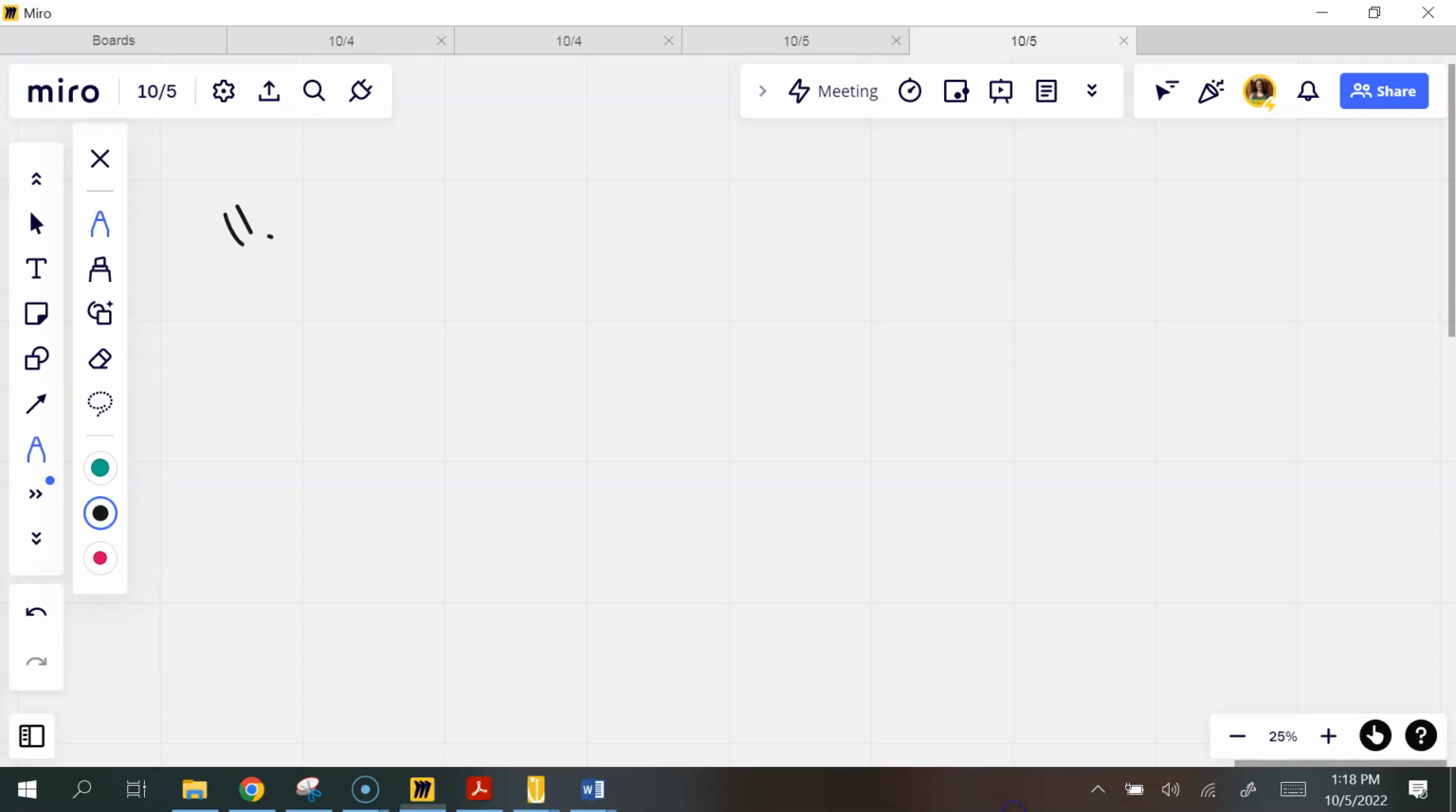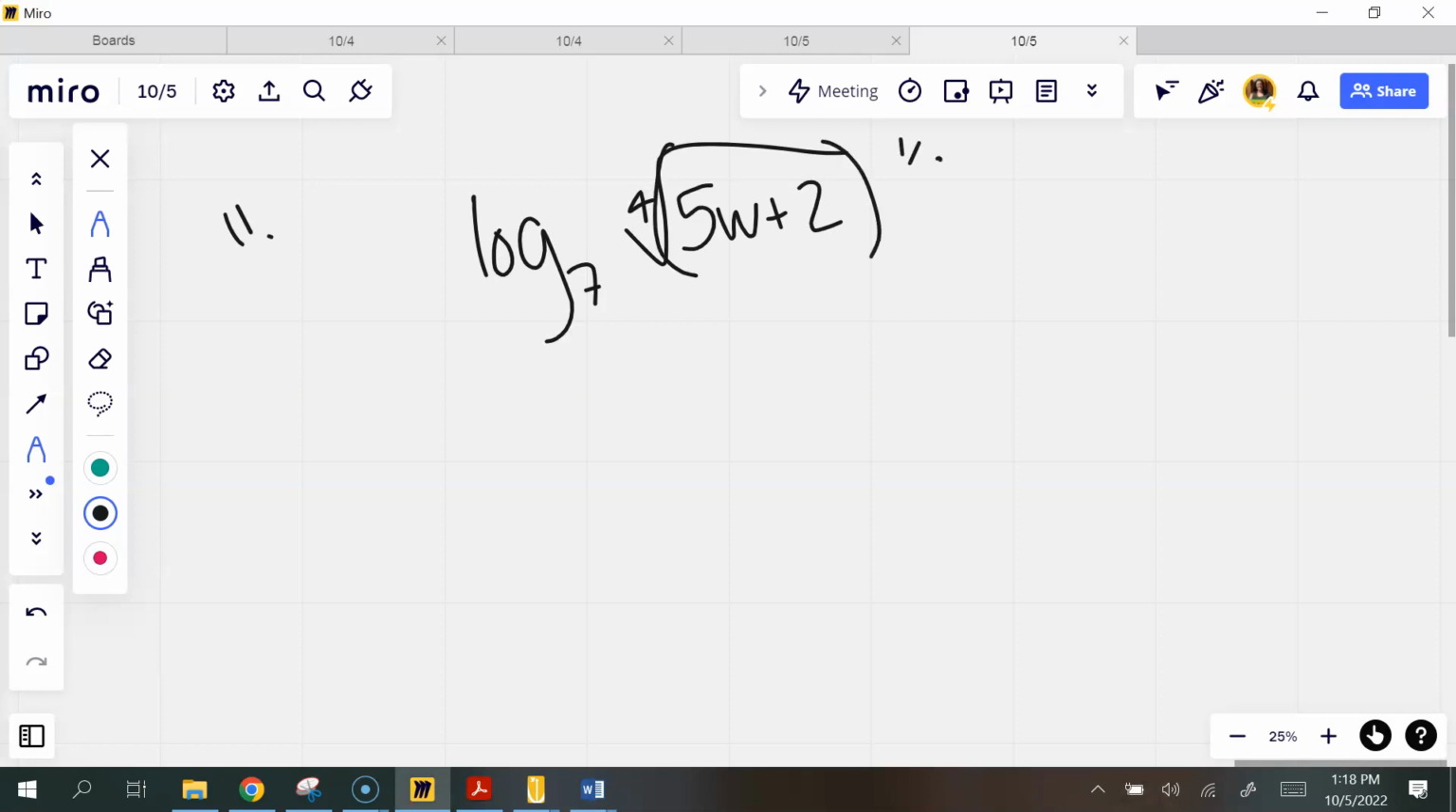Number 11, log base 7 of the fourth root of 5w plus 2. This is an expanding one. I don't see anything to do here, but I do have an exponent. Does everybody see the exponent that I have here? 1/4. And since it's an exponent of 1/4, I can rewrite that root that way. I just bring it around front. That's it. There's nothing else you can do with that. Expanding is definitely harder than condensing.